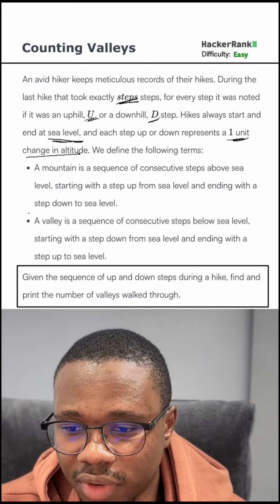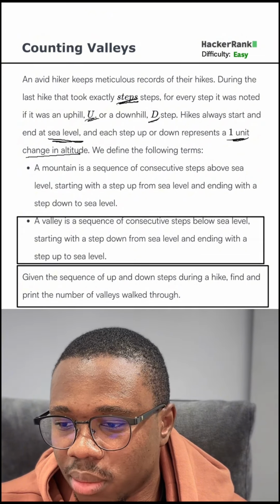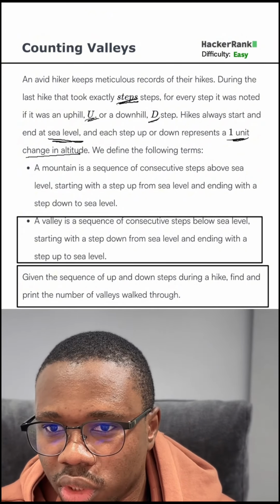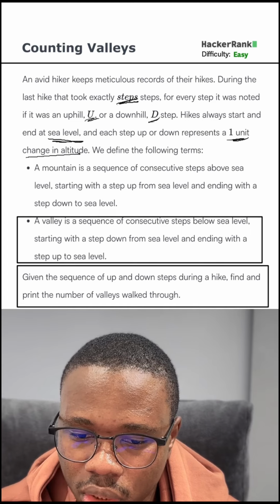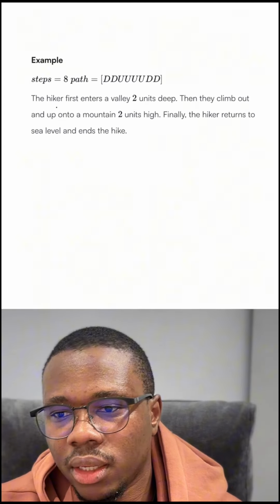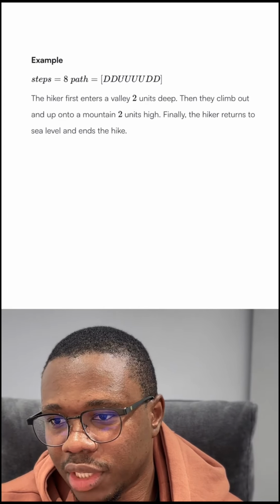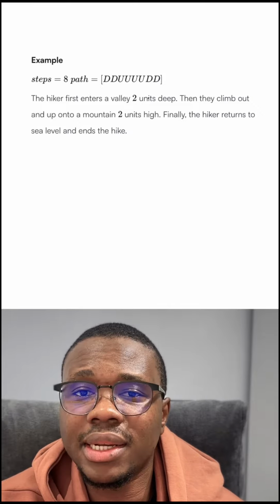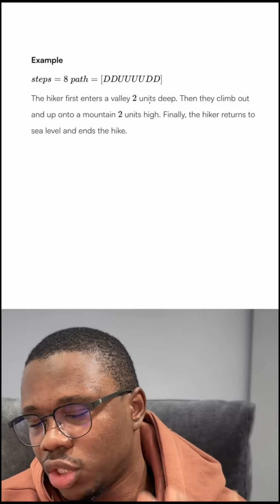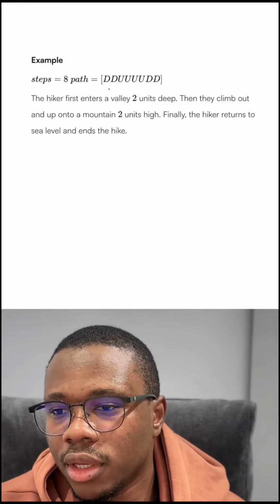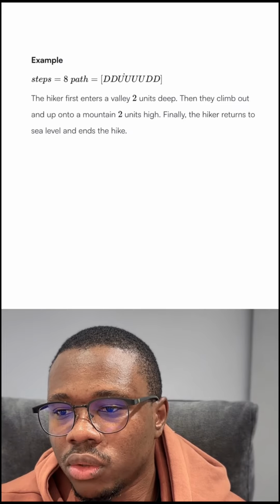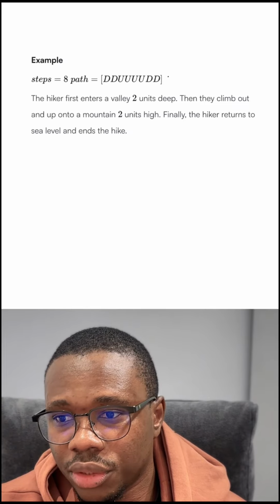They have defined what a valley is and they have defined what a mountain is, right? So they provided us with an example. I'll get to the example. In this example, we are presented with a path. A path is basically a list of steps taken by the hiker, right? So here we have 2 downhill, 4 uphills, and 2 downhills, right?